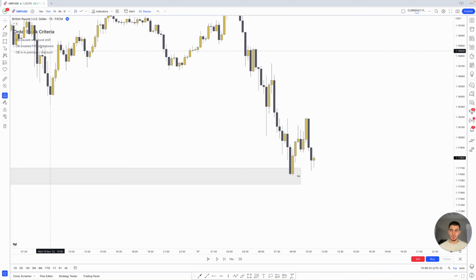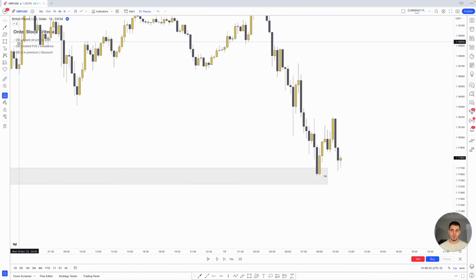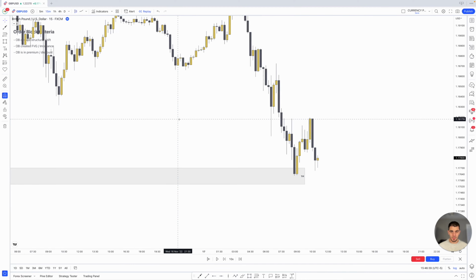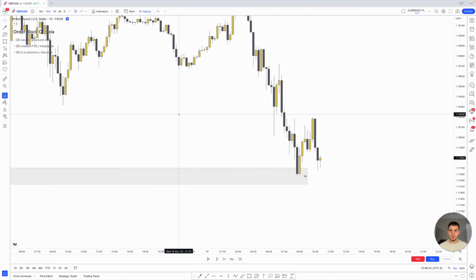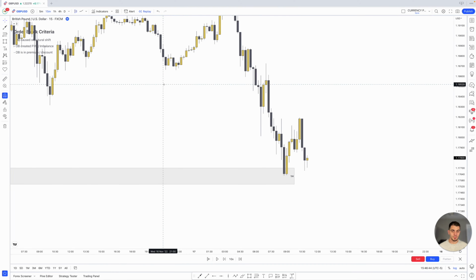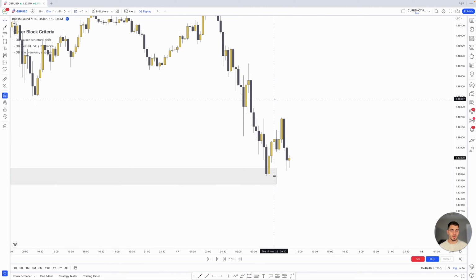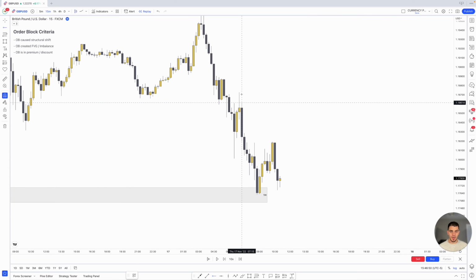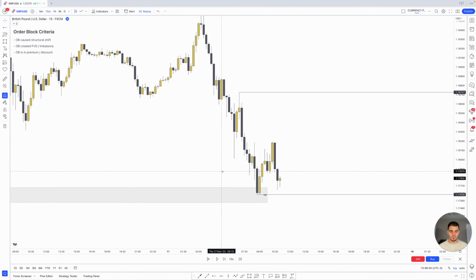Okay, so that's actually the first thing on the list: the order block caused a structural shift. Now without a structural shift, like a break of structure or a change of character, then there is no order block. So the first thing we have to do is identify our current structure. So our current high is right here. Our current low is right here.